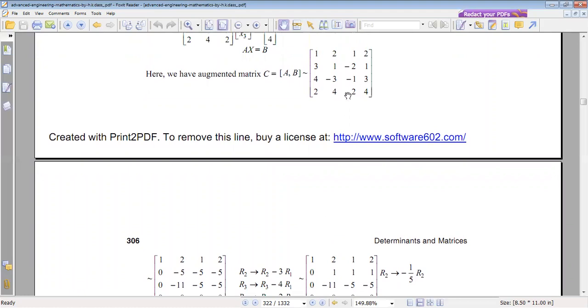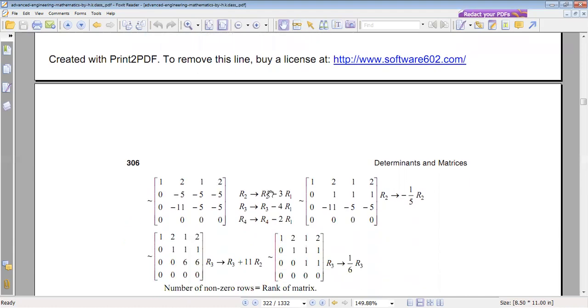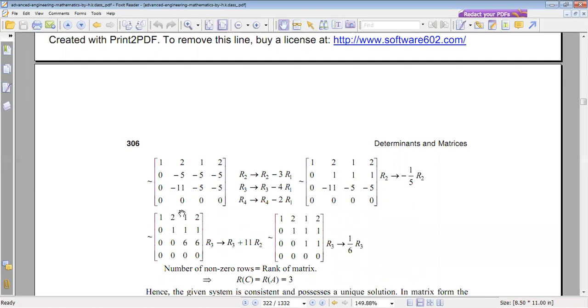See here, row 4 minus 2 row 1. That means 2 minus 2 into 1, so 2 minus 2 is equal to 0. Again, 4 minus 2 into 2, that means 4 minus 4, which is also equal to 0. Again, 2 minus 2 into 1 is 2 minus 2, which is 0. Again, 4 minus 4 is 0. That means what you got? The whole last row is equal to 0.